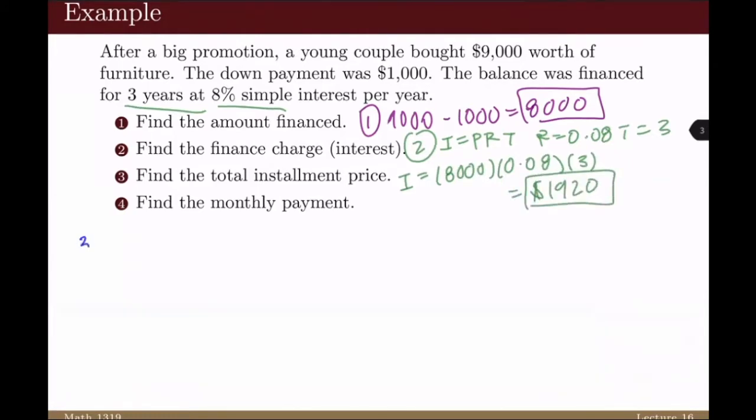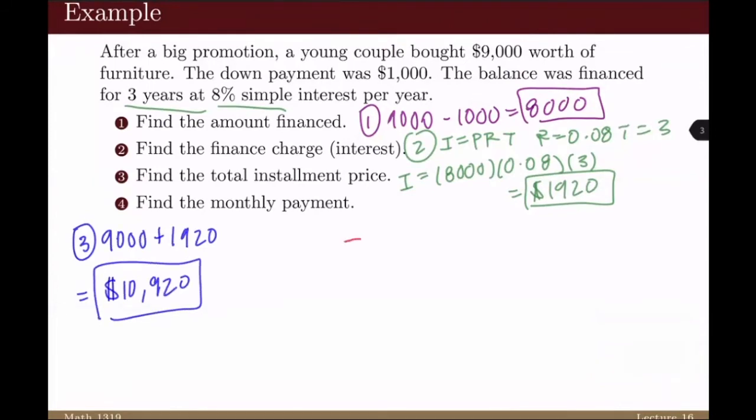Third, we want to find the total installment price. The total installment price is just kind of the total price, so that's $9,000 plus that 1920. So it's going to be equal to $10,920 in total. And the last thing we want to do is find the monthly payment.